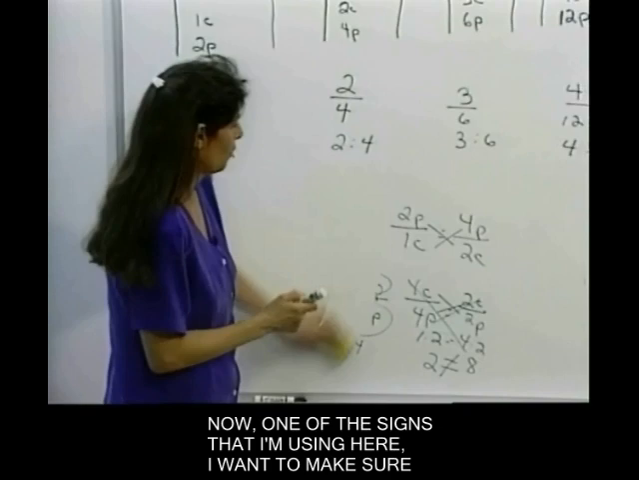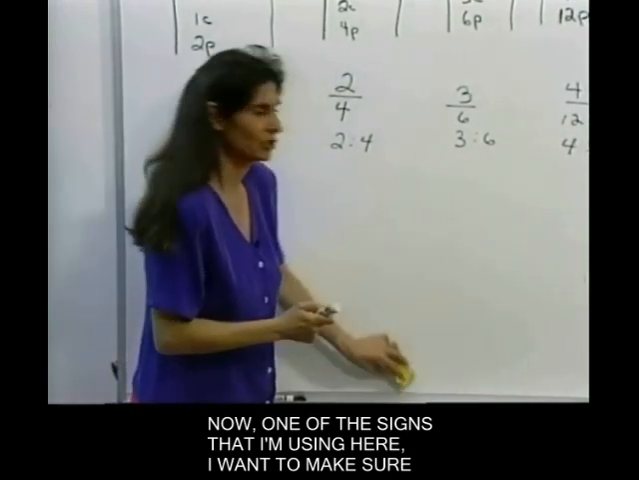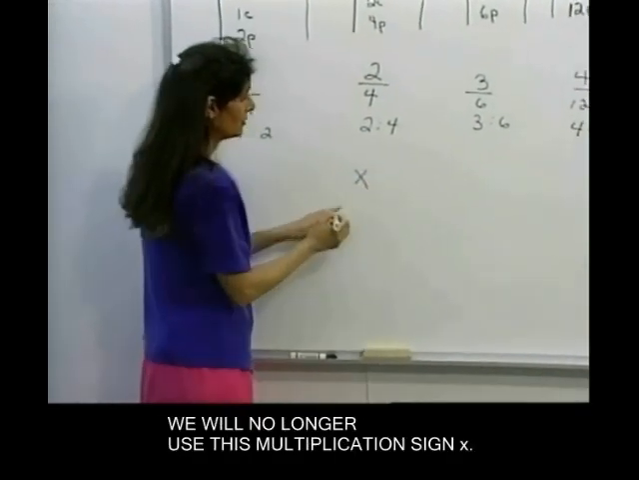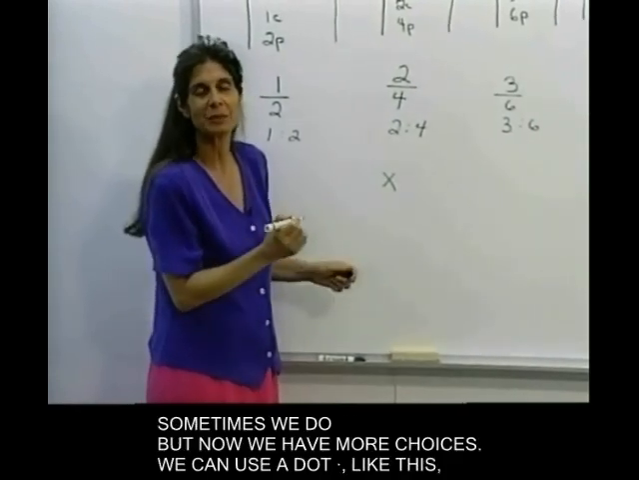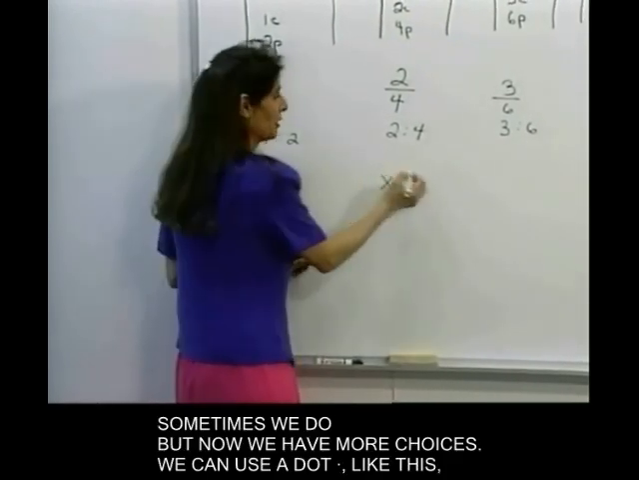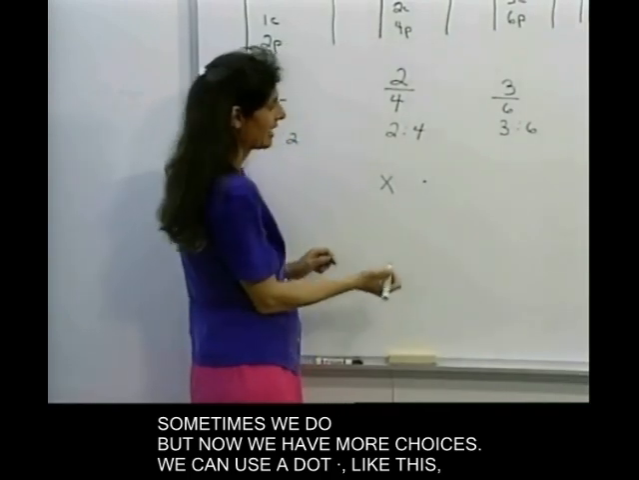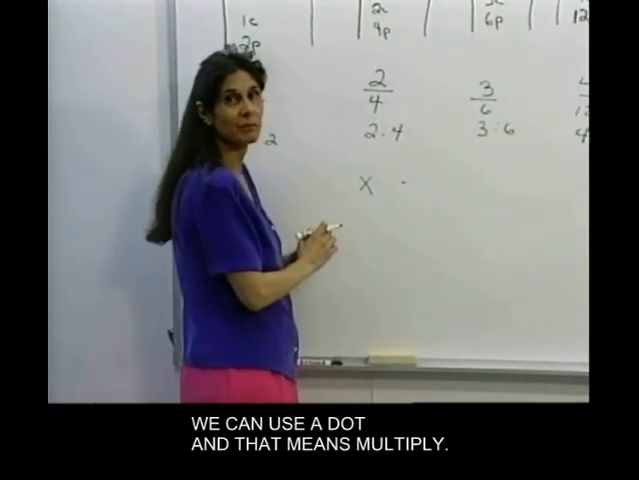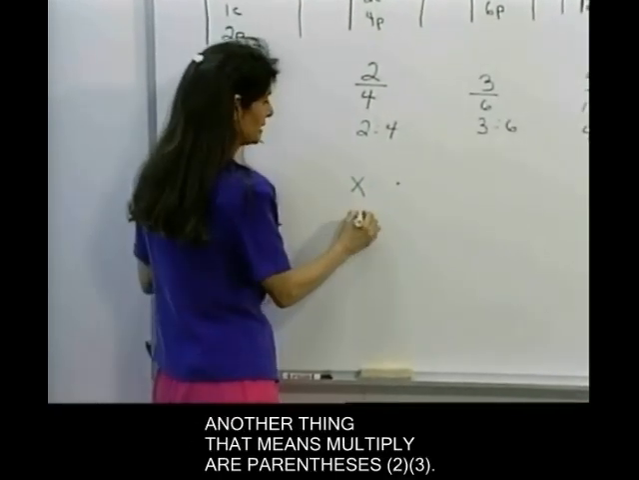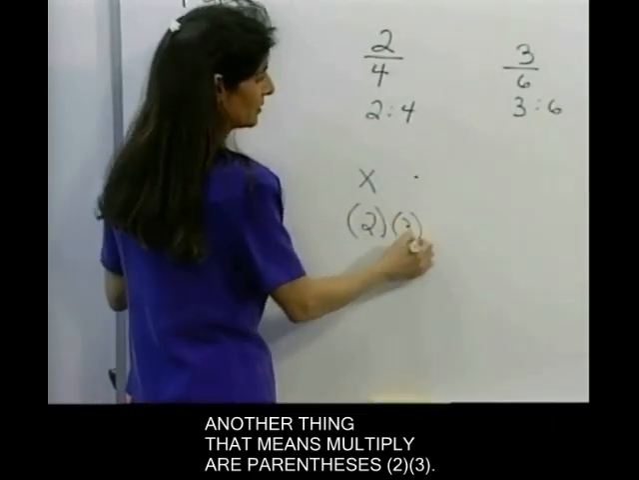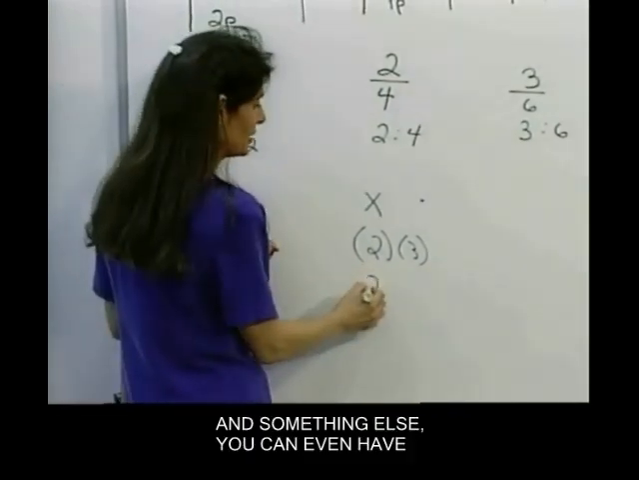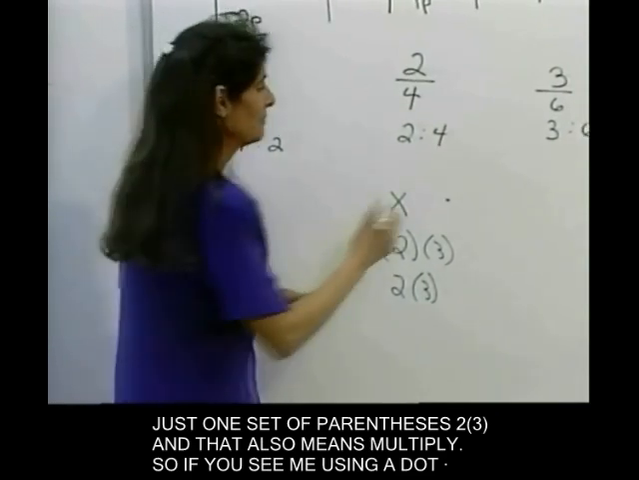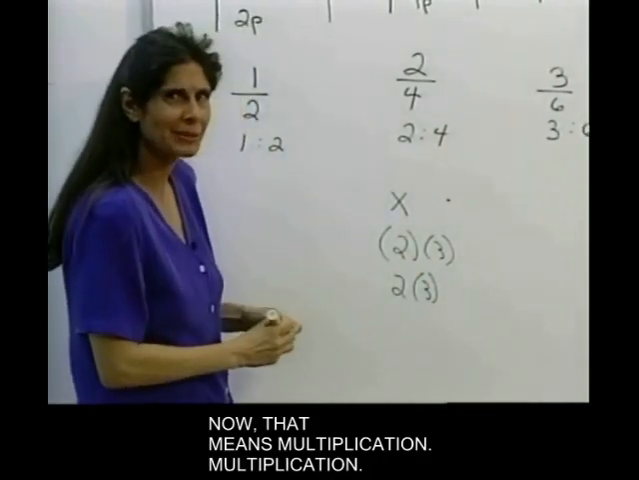Now, one of the signs that I'm using here, I want to make sure everybody knows, is that as we get into higher math, we no longer use this multiplication sign. Sometimes we do, but now we have more choices. We can use a dot, and the dot is not on the bottom, it's in the middle of the line, and that means multiply. Another thing that means multiply are parentheses. You could even have just one set of parentheses, and that also means multiply. So if you see me using a dot now, that means multiplication.